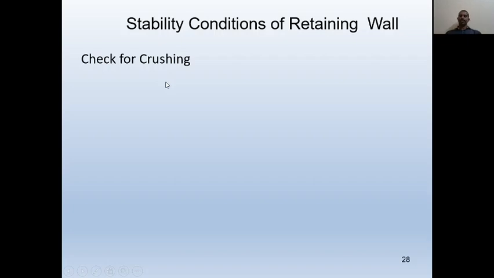Yes, crushing. This is also one of the checks. When we are designing or constructing a retaining wall with a particular material, maybe concrete or stone masonry or sometimes brick masonry, based on the geometry, the pressure and the unit weight, you will have some pressure created at the bottom of the retaining wall, especially at the toe.